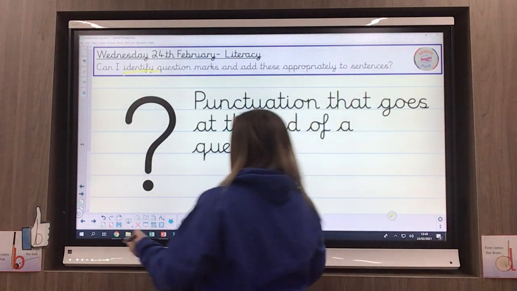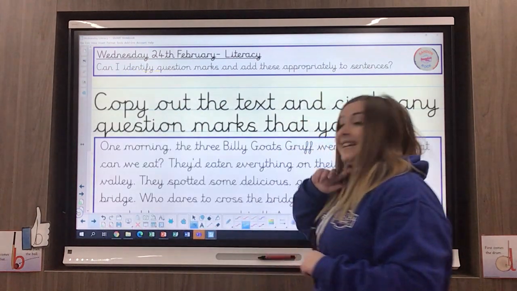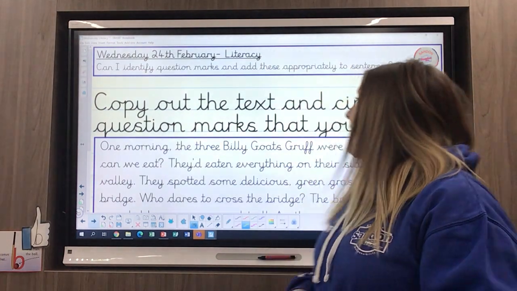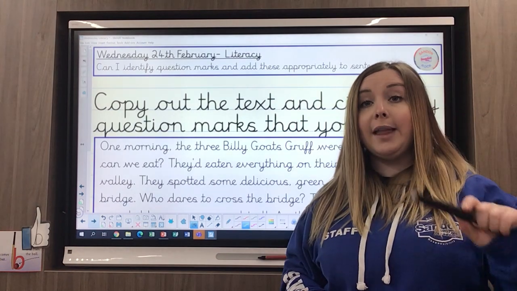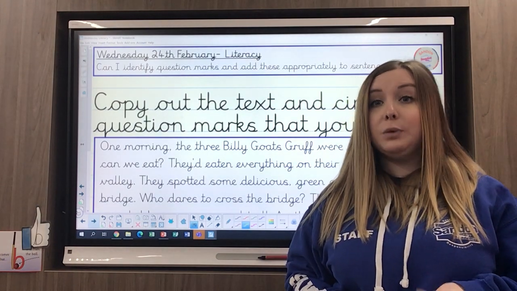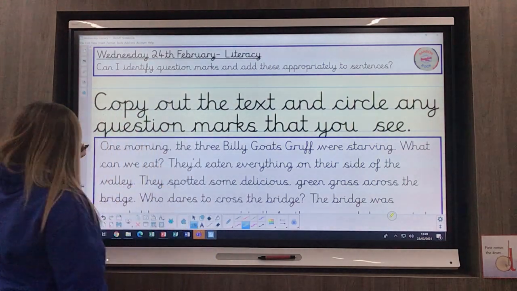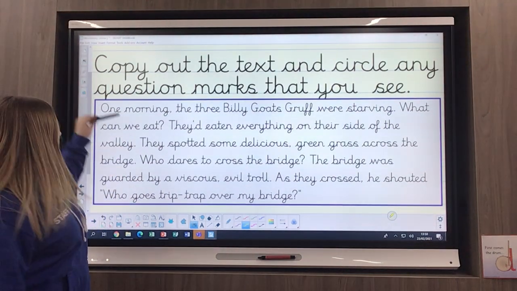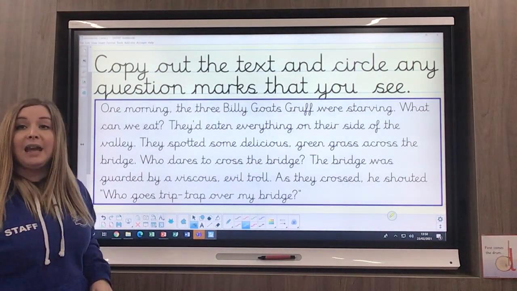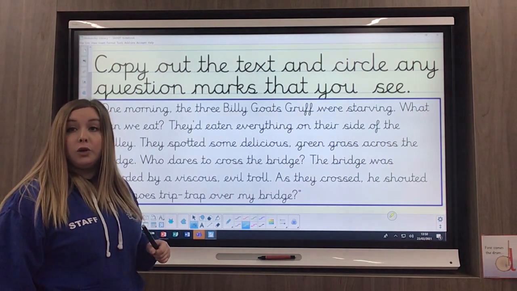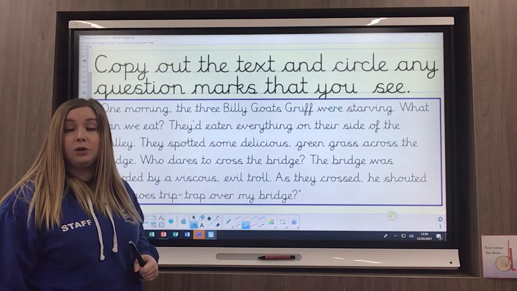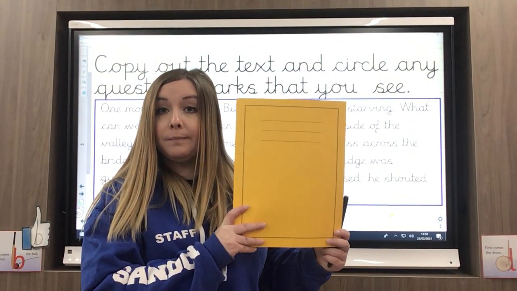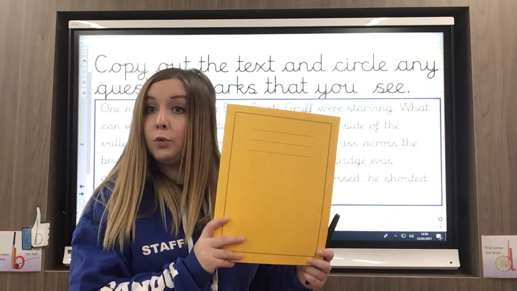Okay, so your first task is to copy out this text, the one in the blue box, and I want you to then circle any question marks that you see. So I'm going to scroll down so that you can see it all. And you're going to now copy this out. And whenever you see a question mark, you're going to circle it. So I'll read it to you. You've got to copy it into your yellow book and then circle any question marks. And we'll do the first one together.